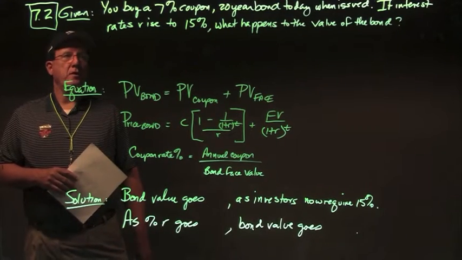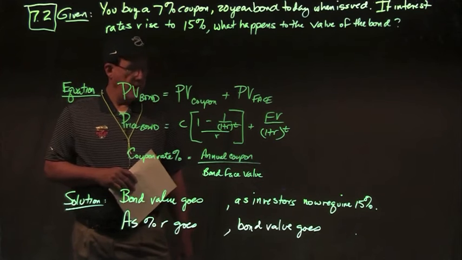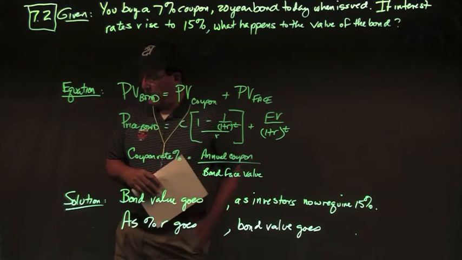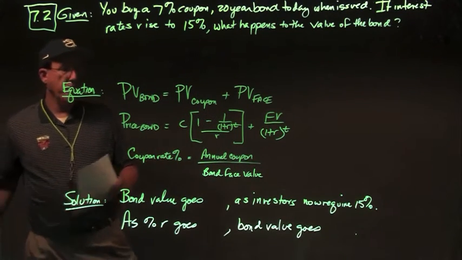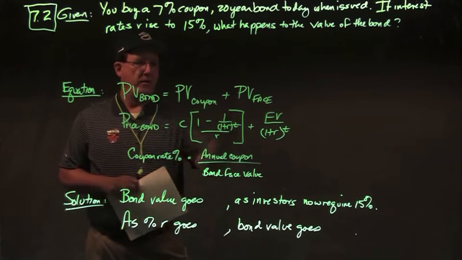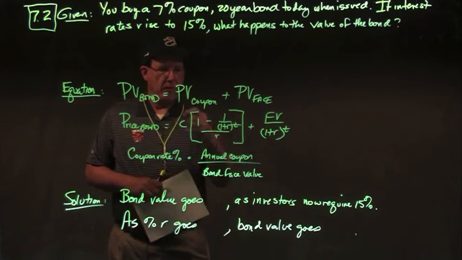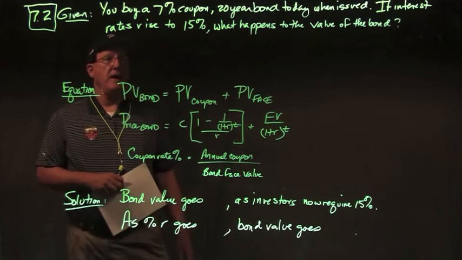In problem 7.2, you buy a 7% coupon 20-year bond today when issued. If interest rates rise to 15%, what happens to the value of your bond? And that is our question. Again, we're going to use the bond valuation formula. There's only one formula. Price of the bond is present value of the coupon plus present value of the face: C times 1 minus 1 over 1 plus R to the T, all of that over R, plus FV over 1 plus R to the T.